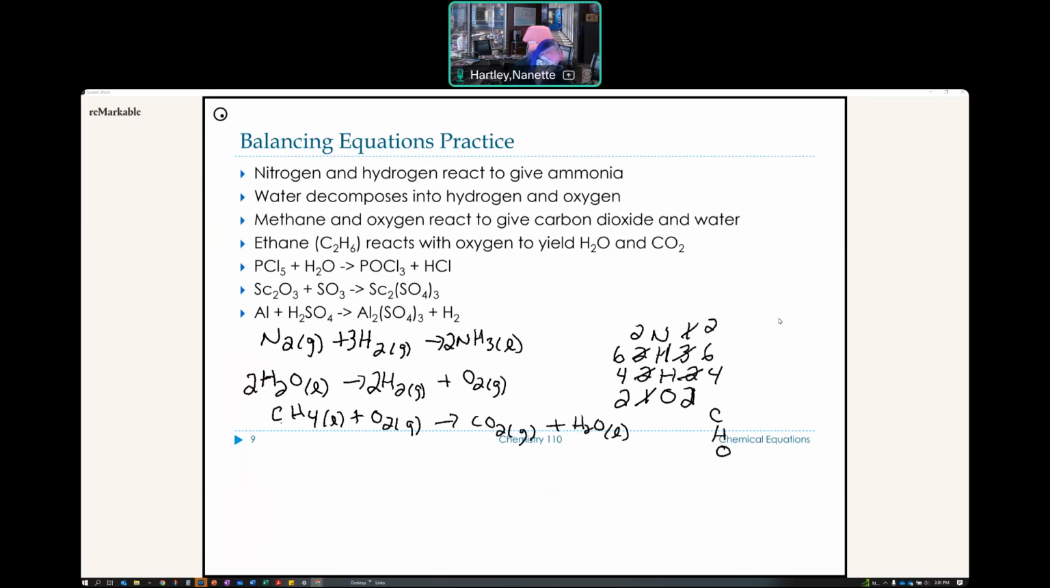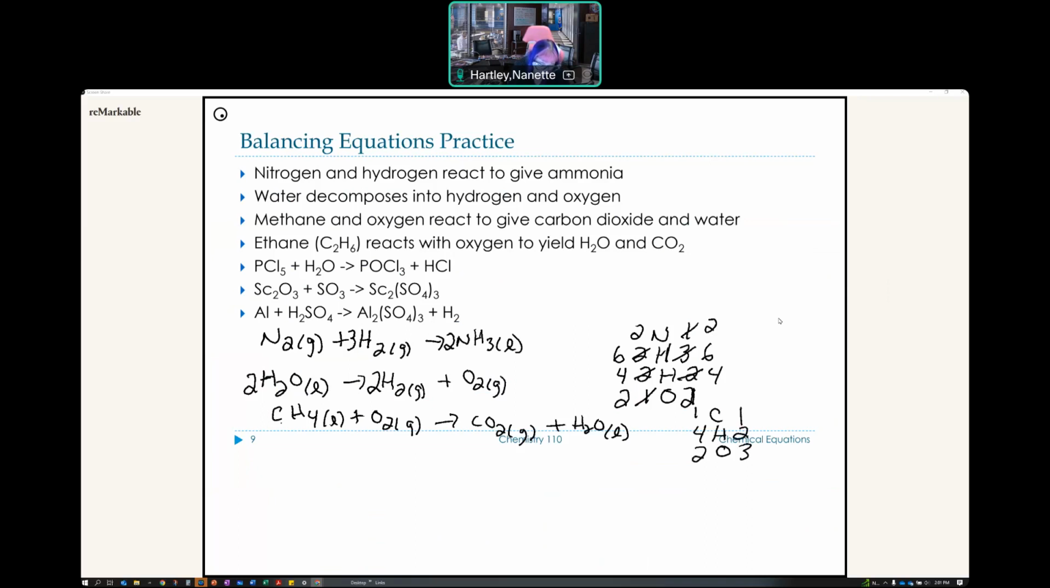I currently have 1 carbon on my reactant side, 4 hydrogen on my reactant side, and 2 oxygen on my reactant side. I have 1 carbon on my product side. I currently have 3 oxygen and 2 hydrogen. Clearly, I am not balanced. Okay.